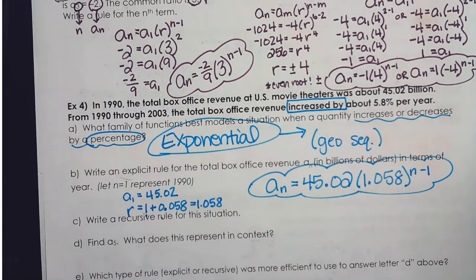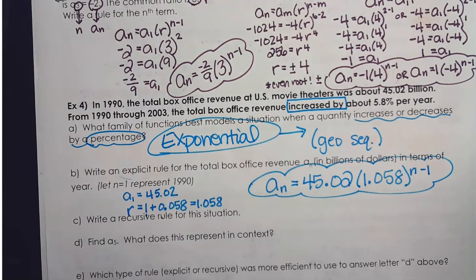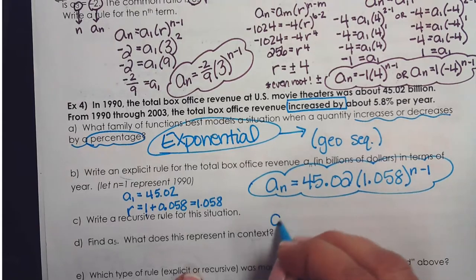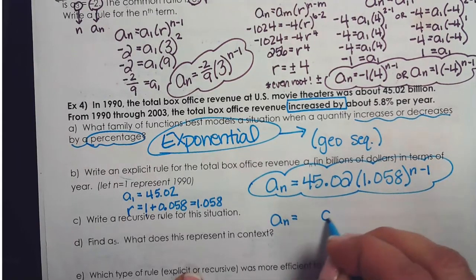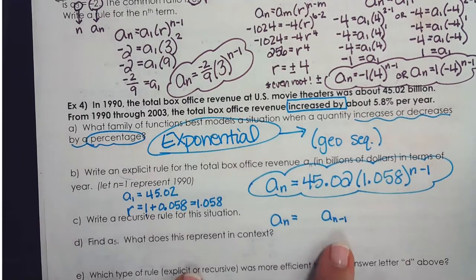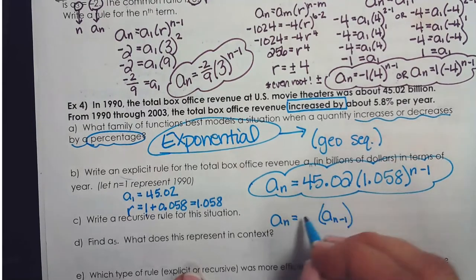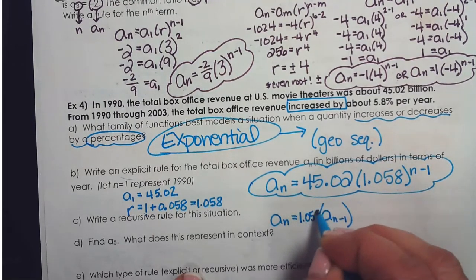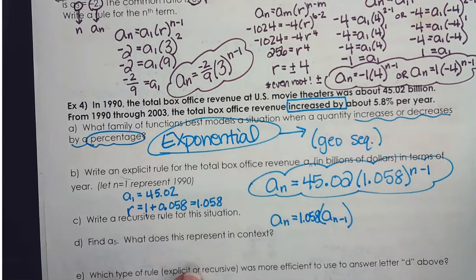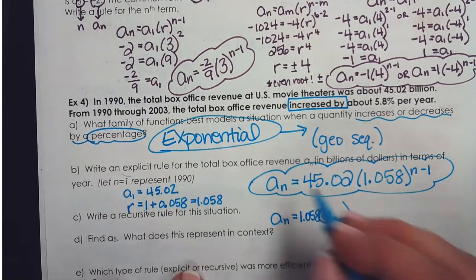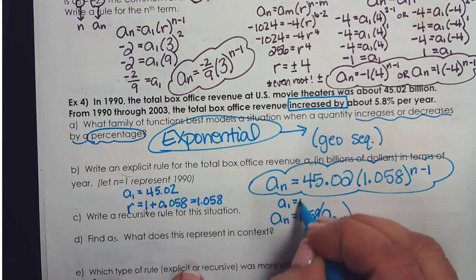Let's really quickly write what a recursive rule would be for this situation. For a geometric recursive rule, remember how we said that we would take the previous term, which is a sub n minus 1, and multiply it by r, 1.058. But what else did we need for a recursive rule? The first term.